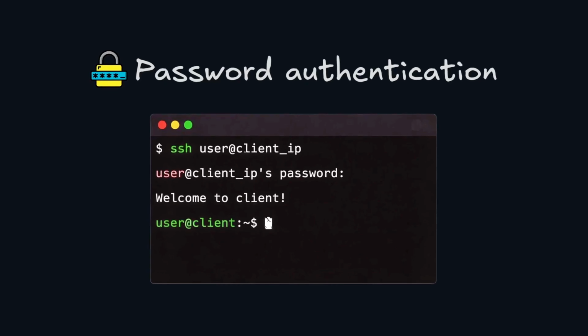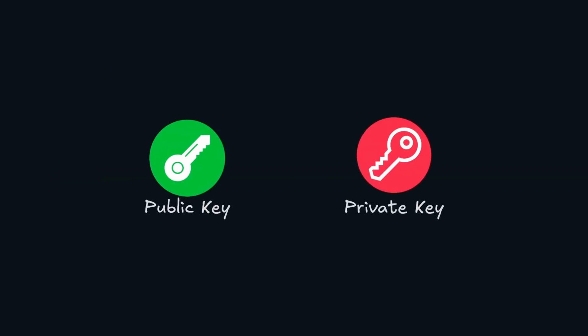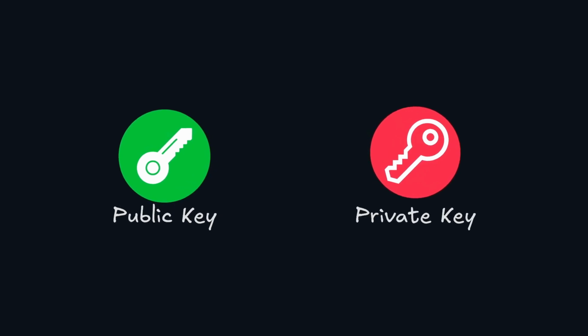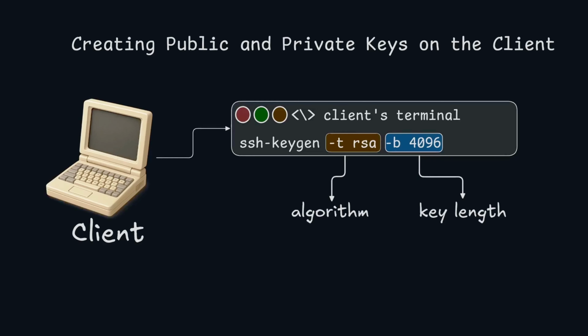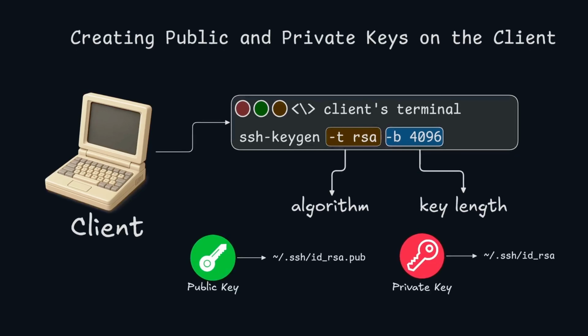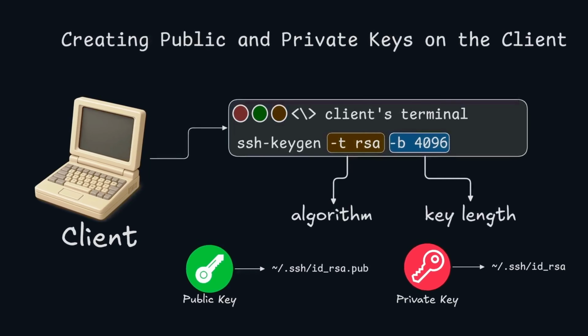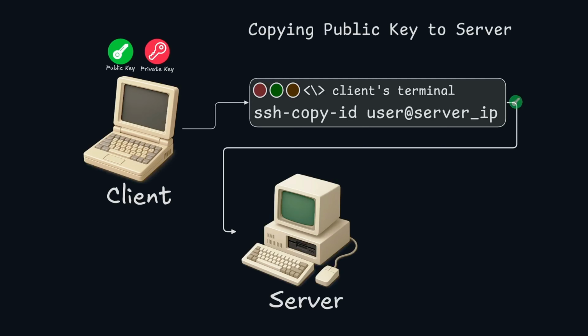The second method is SSH key authentication. This is more secure and widely recommended. It uses a pair of keys, a public key and a private key. First, a key pair is generated on the client machine. This pair consists of a private key and a public key. The private key remains securely stored on the client and must never be shared. The public key, however, can be safely copied to the server.